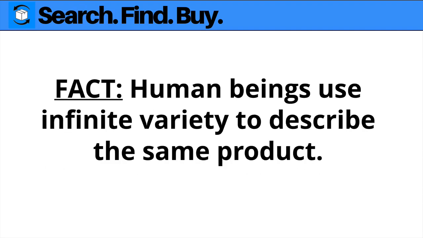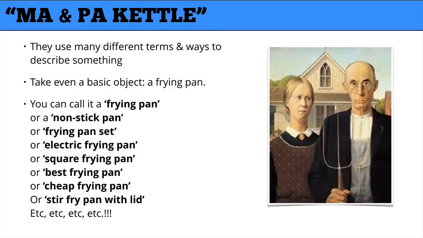So the fact is, human beings use an infinite variety of creative ways, sometimes stupid ways, but ways nonetheless, to describe the same product. So the classic example I like to teach is Ma and Pa Kettle, middle America, not real tech savvy. Sometimes if they want to buy a product, they don't even know the best way to describe it. So they're just going to use plain words. And they use many different terms and different variations to describe the exact same thing.